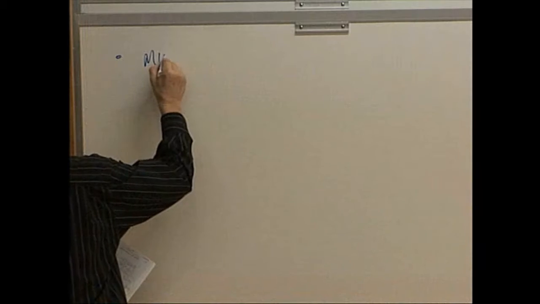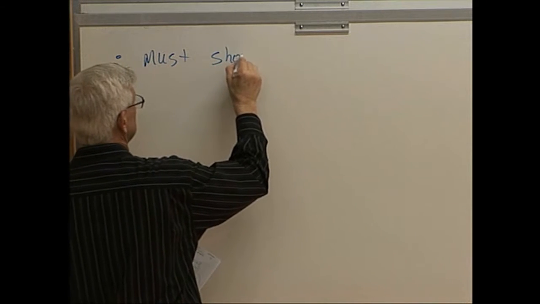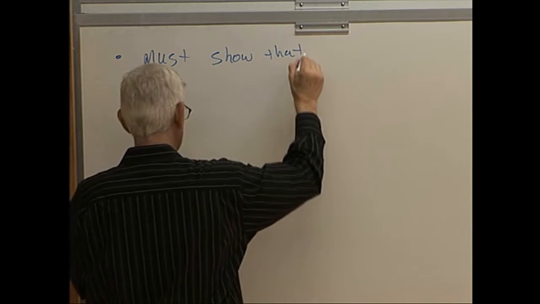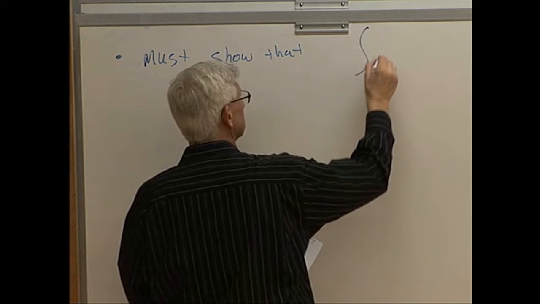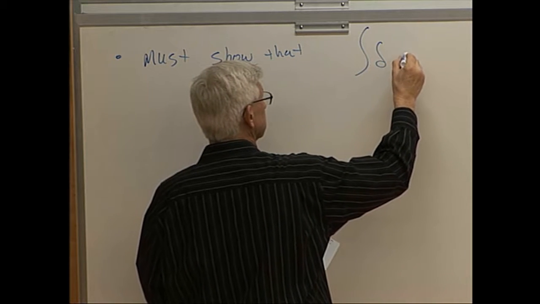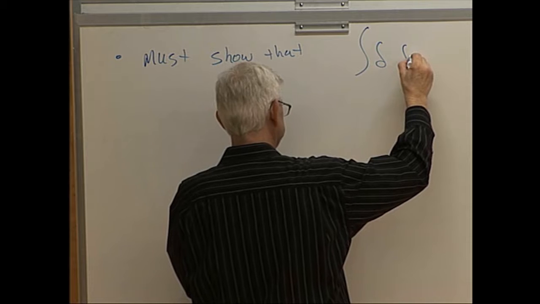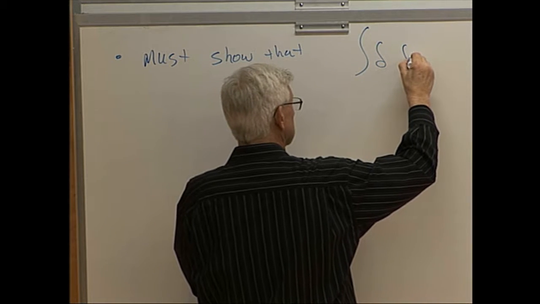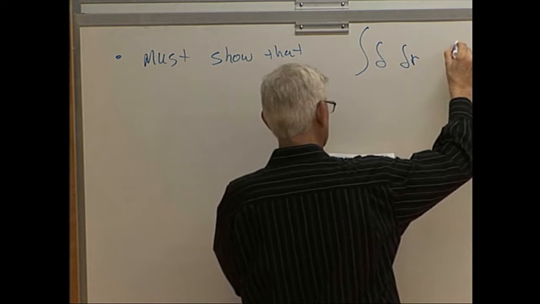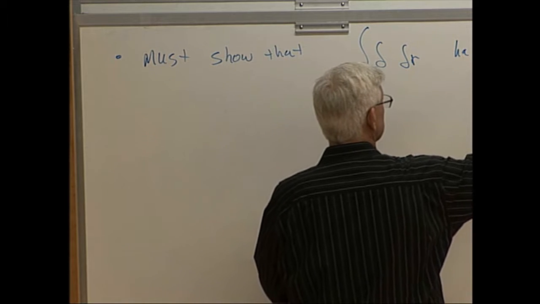Okay. So let's see. In order to show that the differential operator on G is a delta function, we must show that the integral of the delta function dr has a finite value.